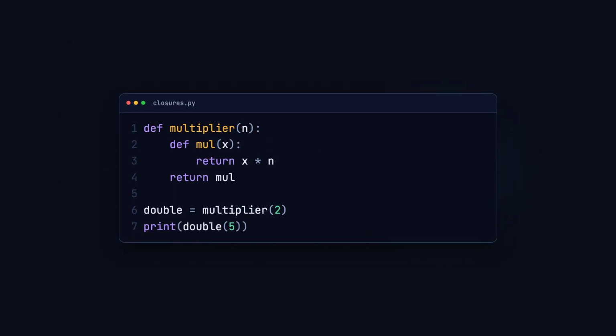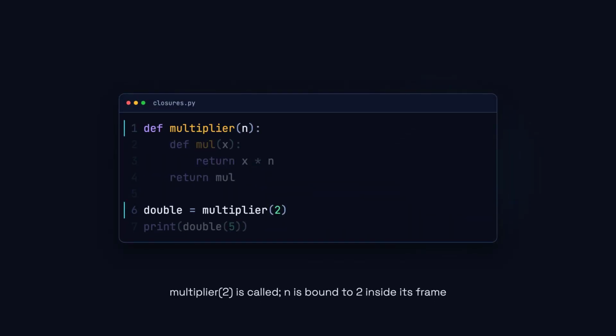Here is our example. We have an outer function called multiplier and an inner function called mul. Let's walk through it together. On line 6 we call multiplier with the value 2. Python creates a new call frame and binds the name n to the object 2 inside that frame.